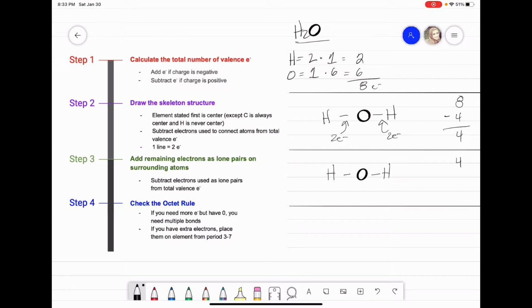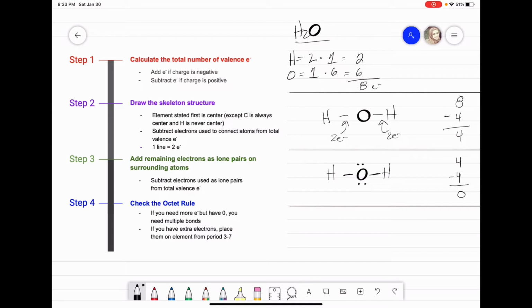Okay, so I have 4. And oxygen right now has 2, 4, so it needs 4 more. So I'm going to put them as dots, and the dots have to be in pairs. Okay. You have to make sure that it's clear that they're in pairs. So right now I just used up 4, so I have no electrons left in that step.